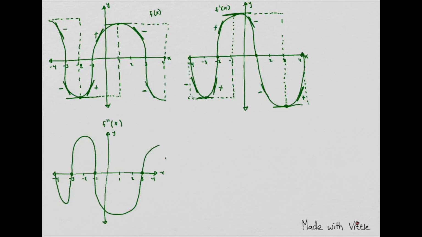And there you have it. This is how you graph the first derivative graph and the second derivative graph based on their relationships to the original graph.